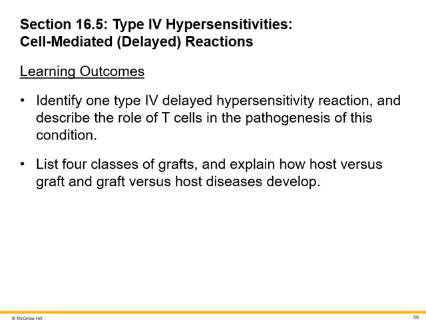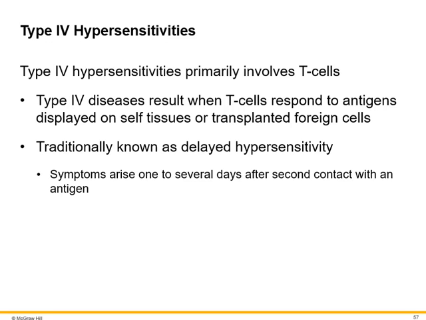Section 16.5, we're going to talk about the type 4 hypersensitivities. These are the cell-mediated or delayed reactions. The one thing that's similar to the type 1 hypersensitivities is that it does require a sensitizing dose, and then you get the provocative dose. The destructive type of symptoms come the second time you've been exposed to it. Type 1, though, has IgE antibodies and mast cells, where this is the cell-mediated immune or delayed reactions.